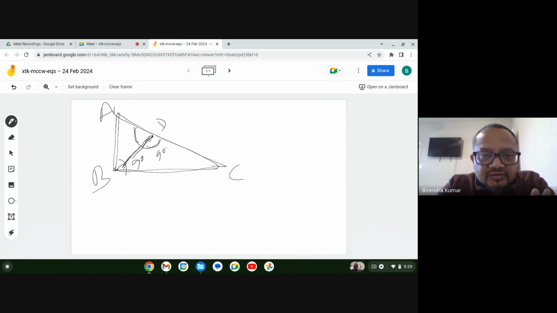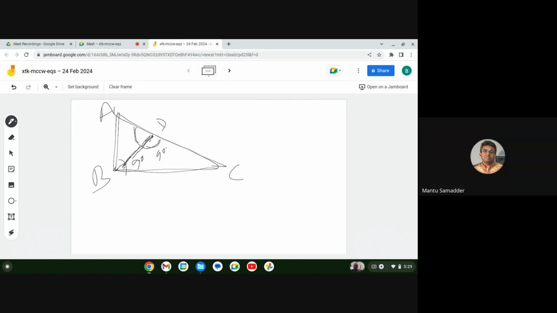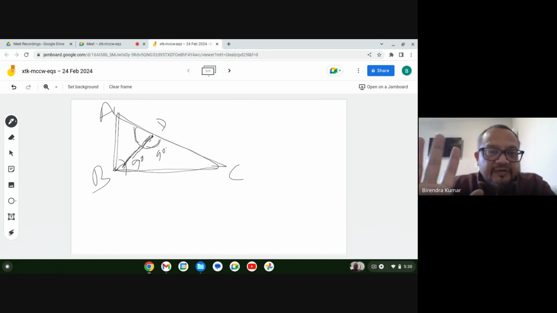Any doubt so far? No doubt. Now we are going to use the same property of similar triangles to derive the Pythagorean theorem. So I'm just trying to find out what are the similar triangles we have here.